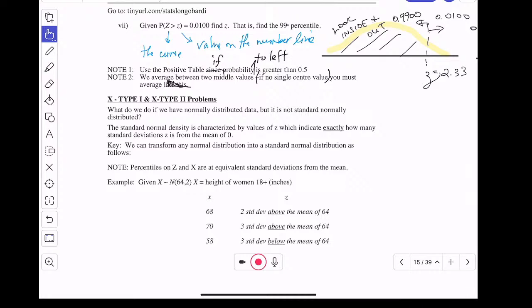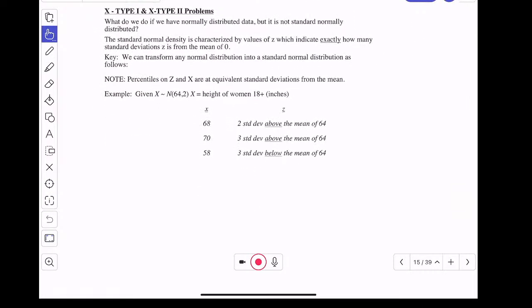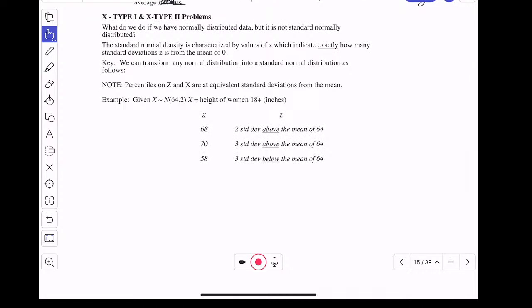All right. So now I'm going to link what we learned about Z type 1 and type 2 problems to any general normal distribution. And the way that I'm going to do that, and I think I do a good job in the videos explaining this, but if you didn't get around to the explanation, I'll do it here.